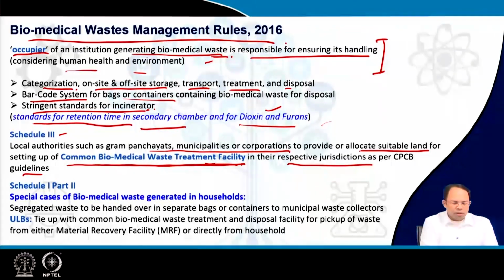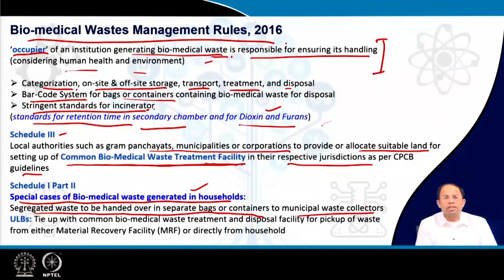Then Schedule 1 Part 2, which is another important thing. In certain cases, biomedical waste is generated in the household. For example, some patients are inside the house, or some deliveries happen inside the house. So some waste is generated within the household. In that case, the responsibility of the generator, or the household, is to segregate the waste and then hand it over in separate bags or containers to the municipal waste collectors. So that is where the ULB gets involved.